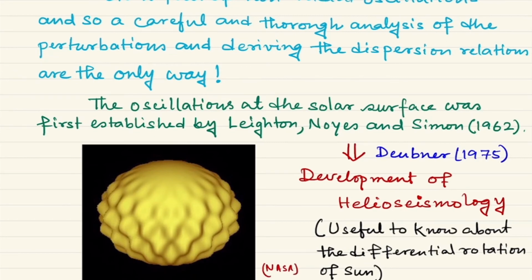So this picture gives you a clear idea about the oscillation at the Sun's surface. The oscillation at the Sun's surface was first established by three people: Leighton, Noyes, and Simon in the year 1962. So this is much more recent.